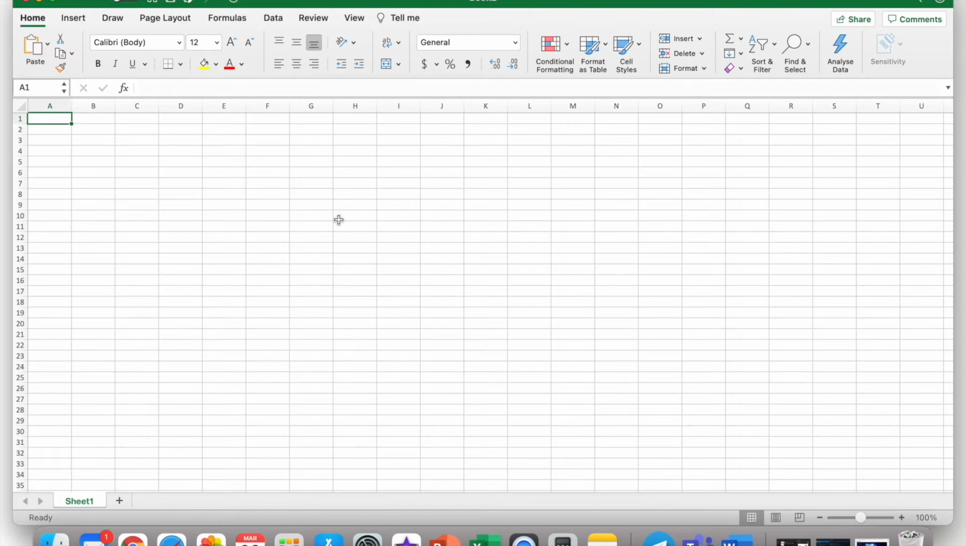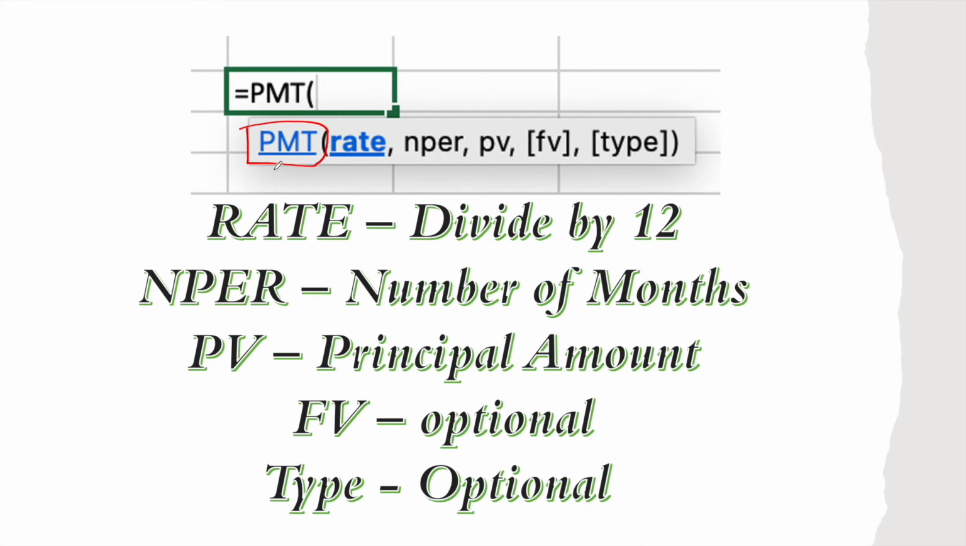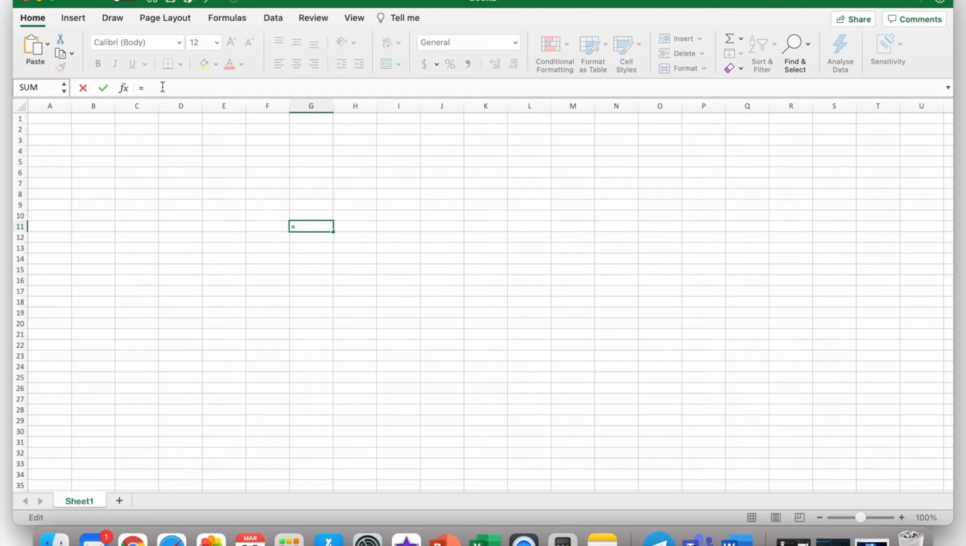Whenever you write any function, obviously the first thing we do is put in equal to. When you put in equal to, it sends a message to the system that you are putting in some numerical calculation. After equal to, I have given you the function name. The function is PMT, right? So we'll simply write PMT. As soon as I write PMT, you see that the PMT function has popped up. I will double click on that.